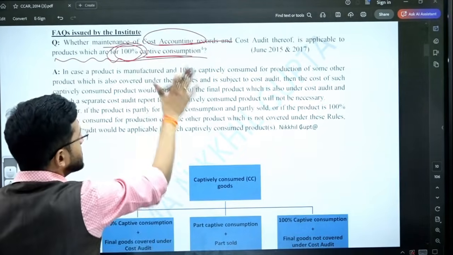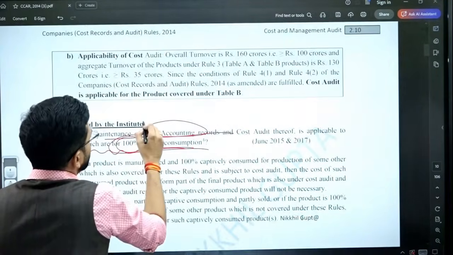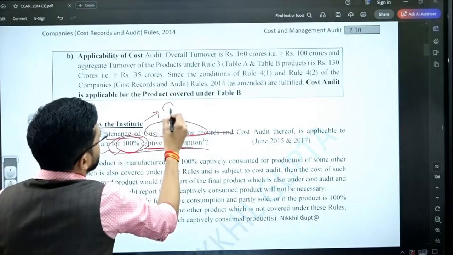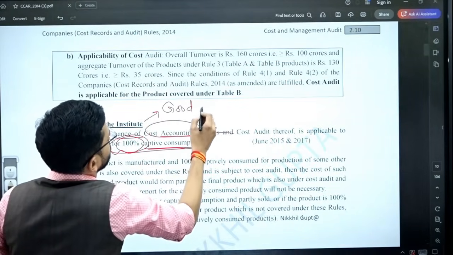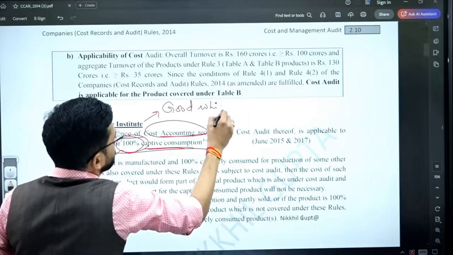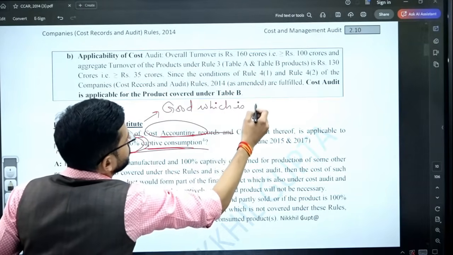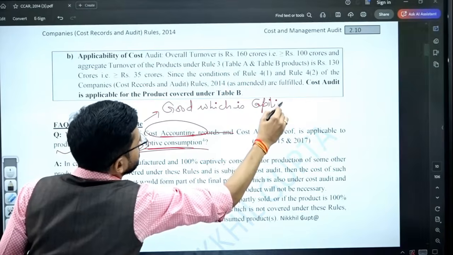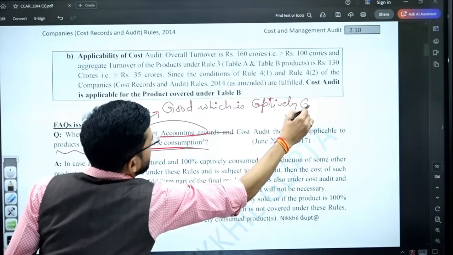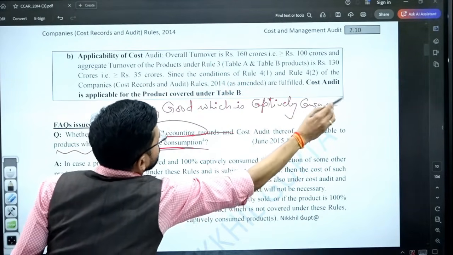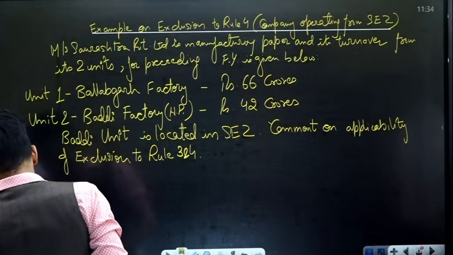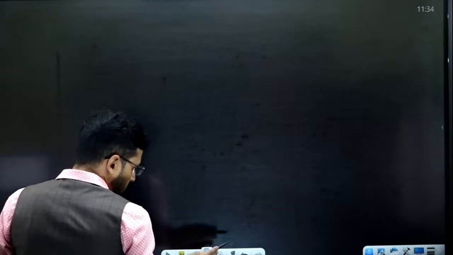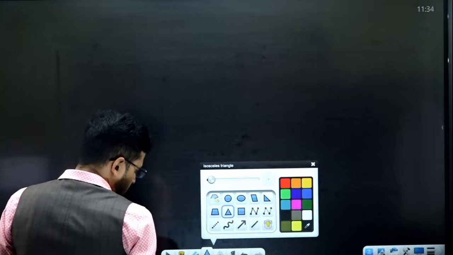So guys, this FAQ is not only about electricity. It is about any good which is captively consumed. So now what is this captive consumption? What do you mean by goods which are captively consumed? I'll tell you what you mean by goods which are captively consumed.